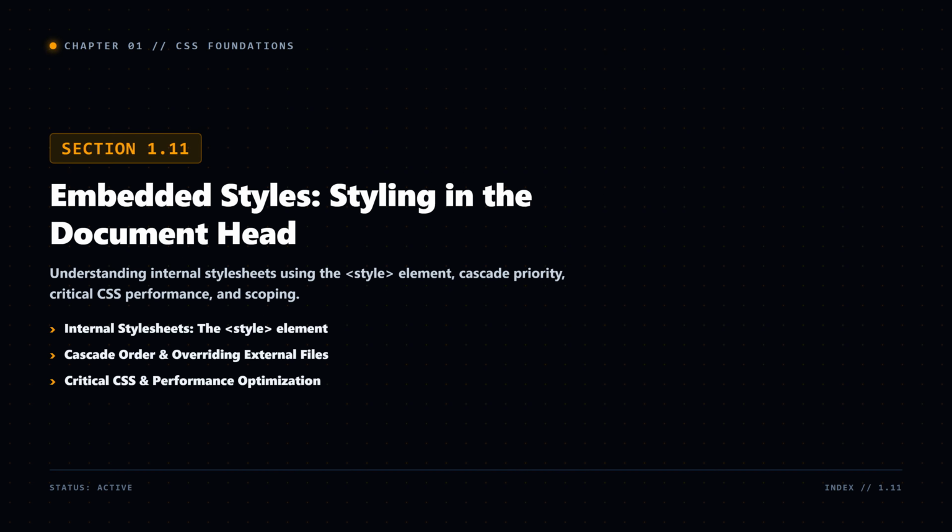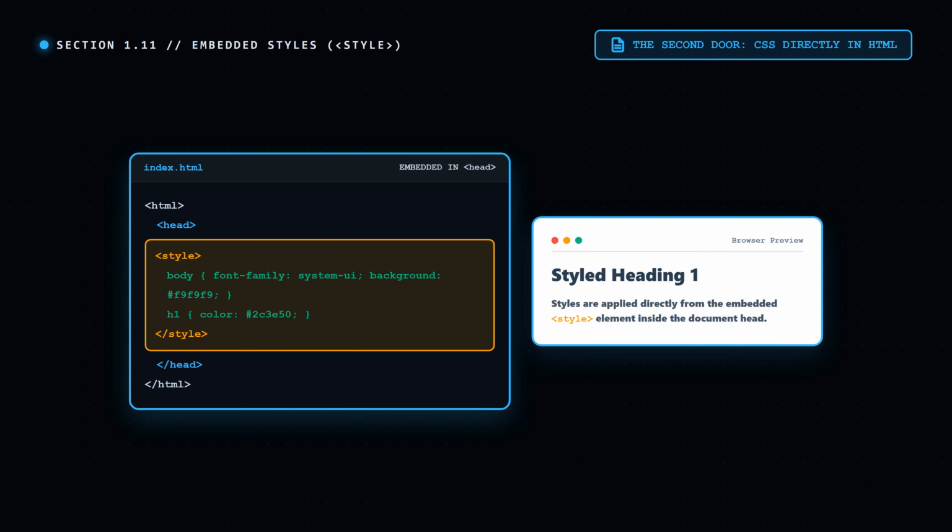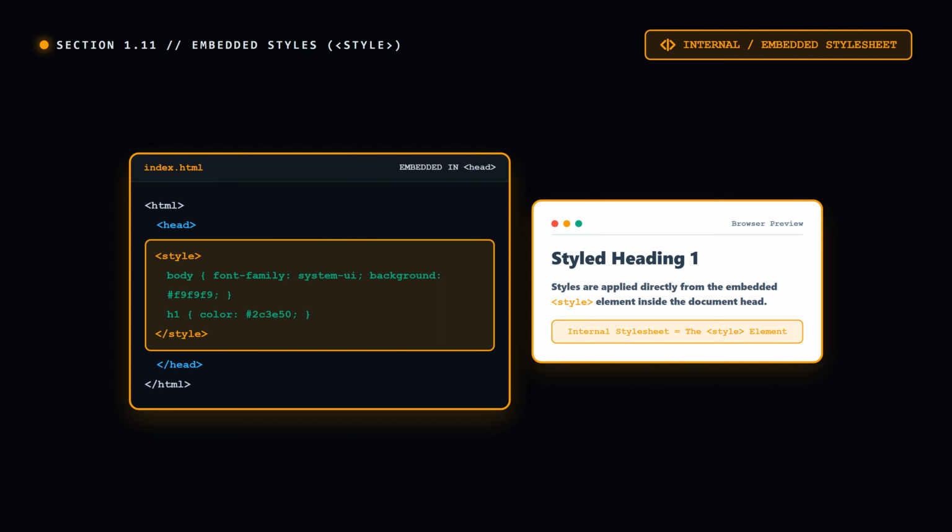Section 1.11. Embedded styles, styling in the document head. The style element gives you a second way to insert CSS into a page. Instead of linking to an external file, you write your CSS directly inside the HTML document, wrapped in an opening style tag and a closing style tag. This is called an internal style sheet or an embedded style sheet. It's typically placed inside the head, though it can technically appear in the body as well.